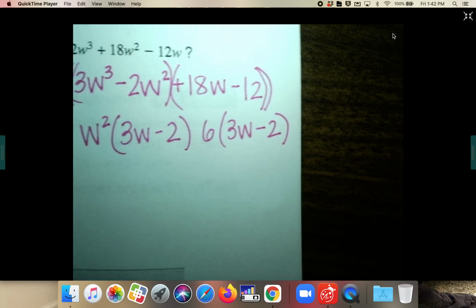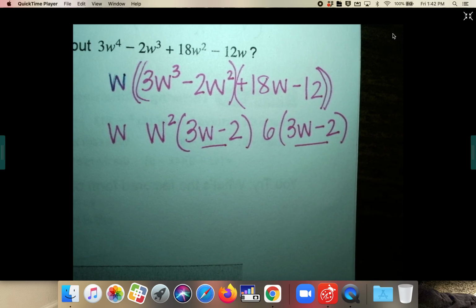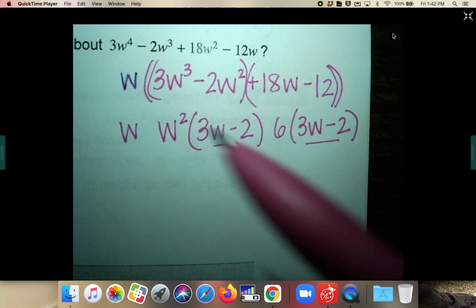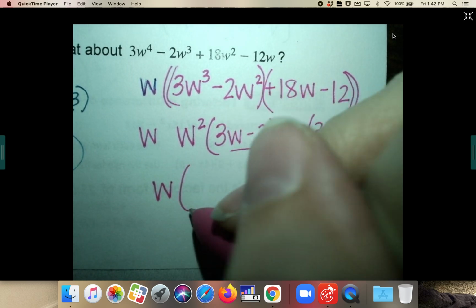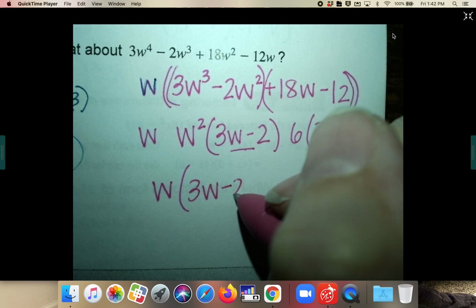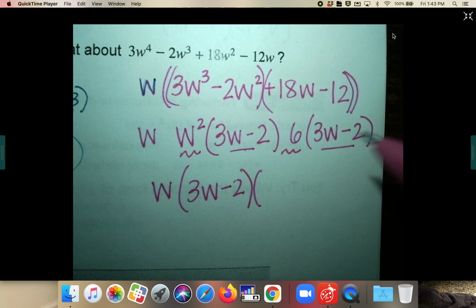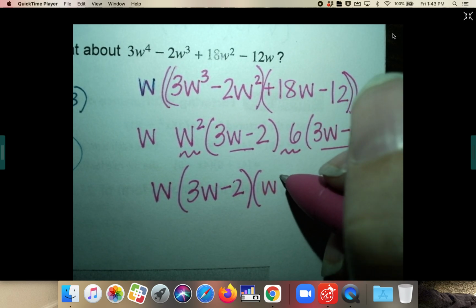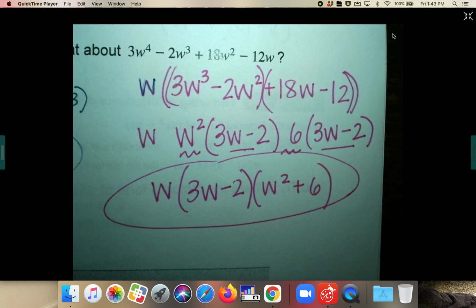So let's check our answer and see if this one matches this one. It does. Don't forget we've got this W on the outside here. So the W on the outside is just going to stay. But in one set of parentheses, we have the part that matched, which is 3W minus 2. And in the other set of parentheses, we have the greatest common factors that we had pulled out of these groups, which is W squared plus 6. There you go.